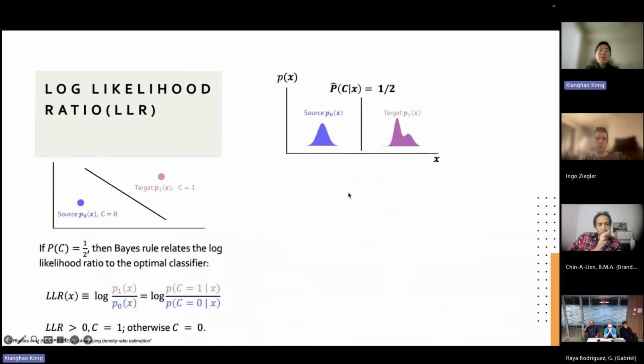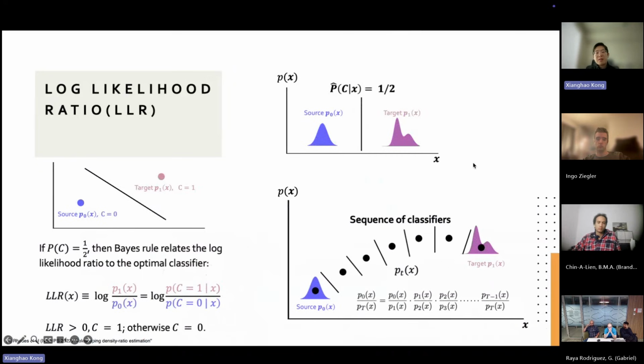If we don't regard x as just a single data point but as a distribution, so we have a source distribution and also a target distribution, we can also train or regard this kind of LLR as a classifier for this more complex task, right?